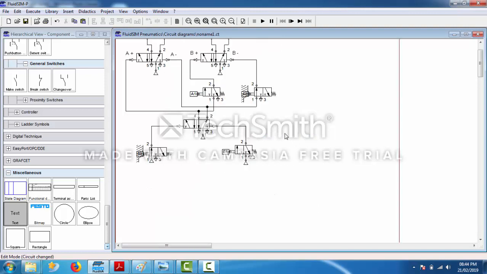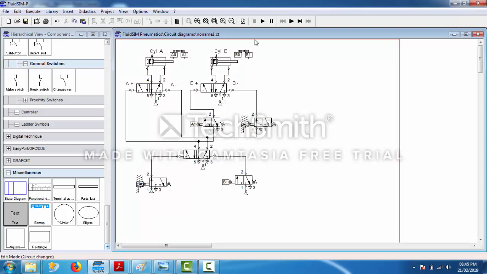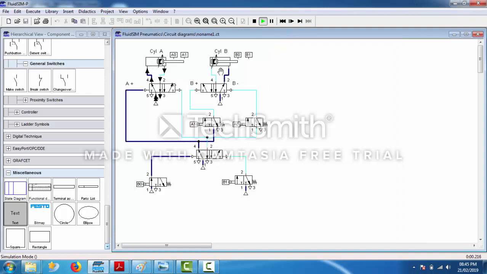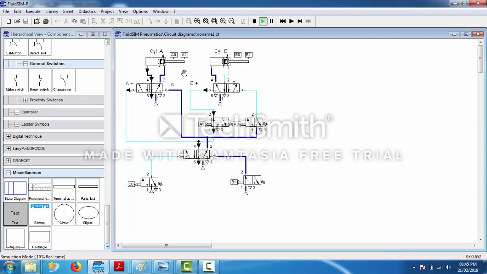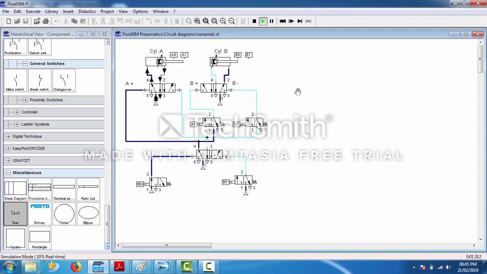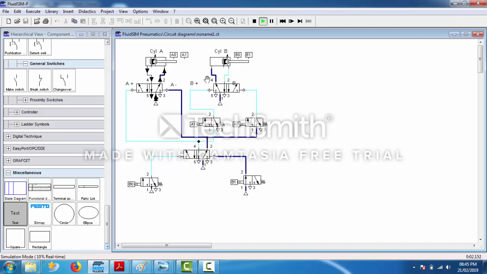With this, your primary circuit is complete. Now let's see the animation. If we turn this on, A plus, B plus, A minus, B minus. But now see the problem. We cannot actually control the motion. As soon as we start the compressor, the pistons will keep on moving. If we want to stop the piston motion, we will have to stop the compressor itself.